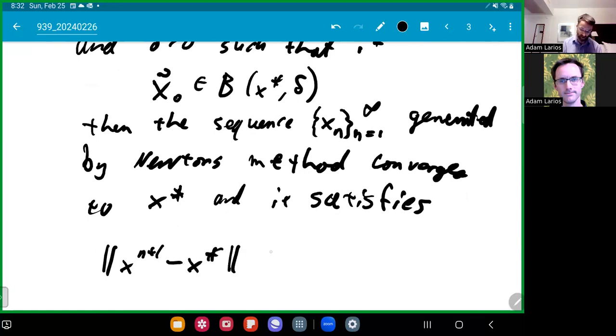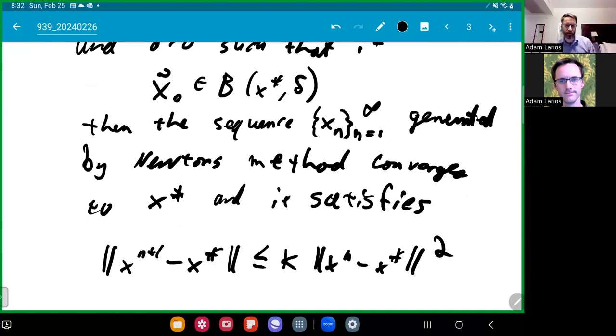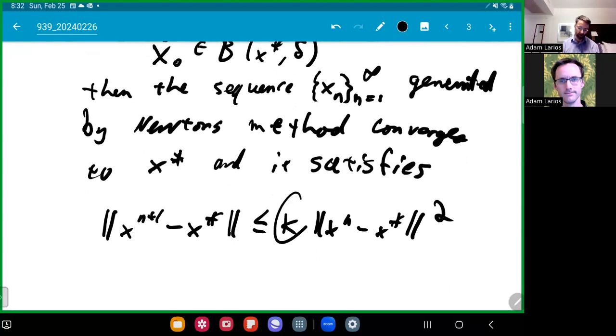The error satisfies |x_{n+1} - x*| ≤ k |x_n - x*|². So that square is very, very powerful, and we'll see this in a little bit. What does that actually mean in terms of computational speed? One way you can think about this is, let's assume that k is not too big, say maybe k is equal to 1, just for thinking about it.